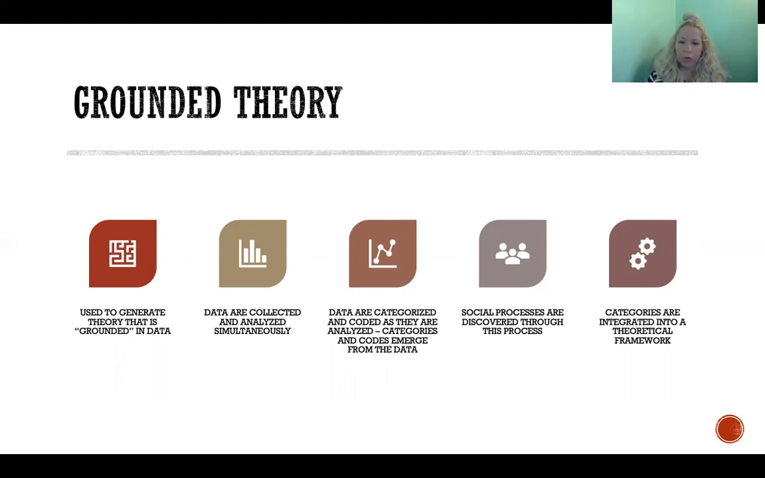Then you take those themes and categories that emerge from your analysis of the interviews or the focus groups or whatever it is, and you're integrating and building all those categories into a theoretical framework. That's where the theory comes from. So you're learning from this group of people, taking all of these different people's experiences and the things they're sharing with you, and building a theory, a framework out of that, to help understand other behaviors and to be able to apply it to other things in other areas.